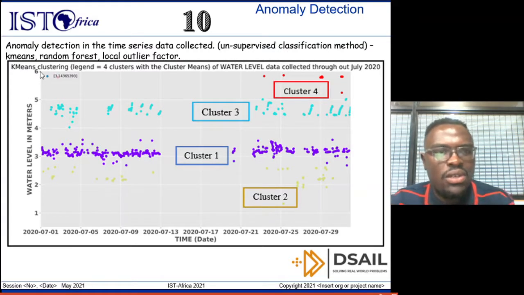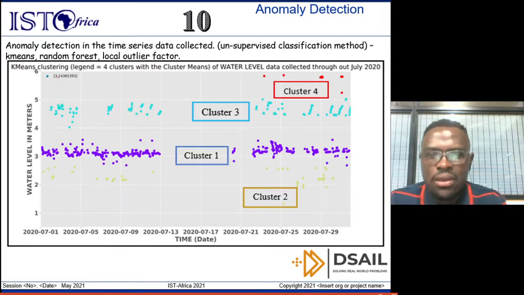The first one we considered was the k-means. We also considered the random forest, the LOF, that is the local outlier factor. Also, we did some interquartile range analysis to detect anomalies in our data.